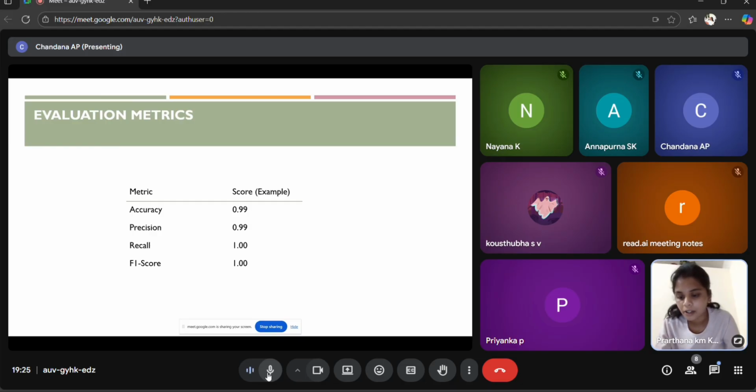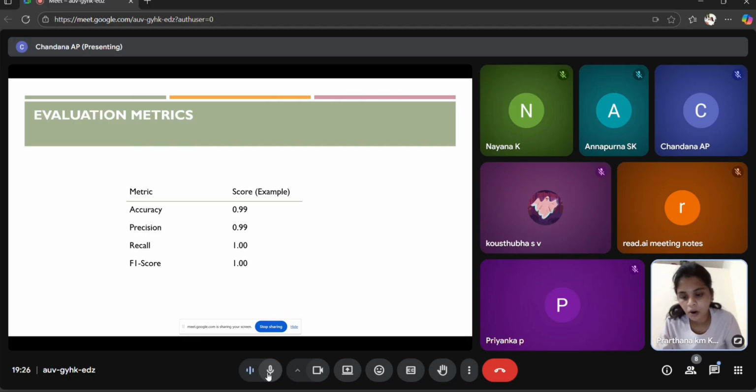And next, precision tells how many of the items predicted as positive, for example fake news, are actually correct. The formula for precision is true positives divided by true positives plus false positives. And here we got 99 percent. When the model predicted the news as real or fake, it was correct 99 percent of the time, showing very few false positives.